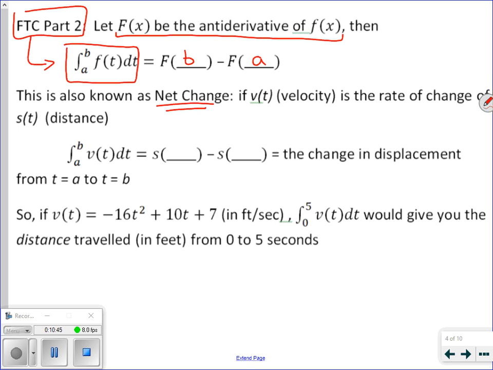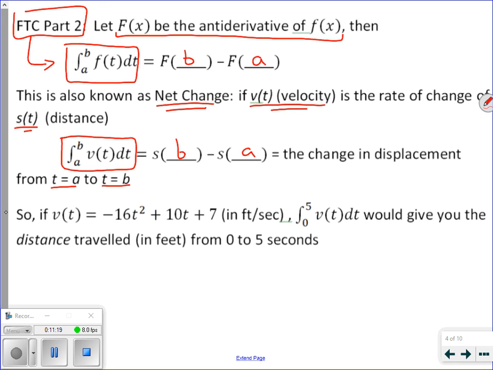In context, especially with chart problems with velocity, if we let velocity be the rate of change and s of t be the distance, then the integral from a to b of our velocity, or the area underneath our velocity, is just equal to the position at b minus the position at a. The change in displacement from time equals a to time equals b.